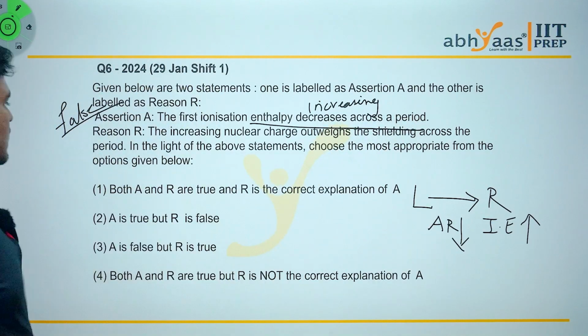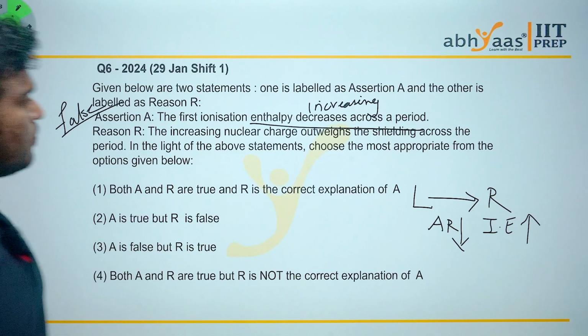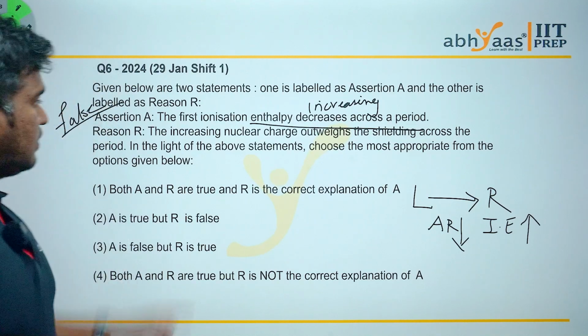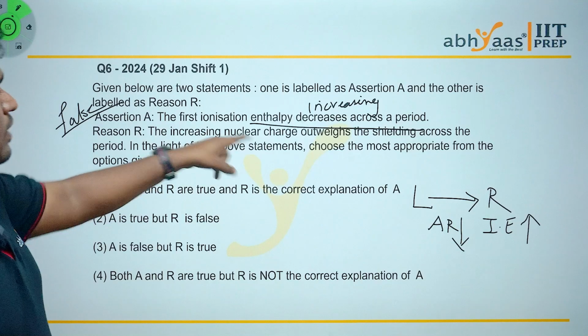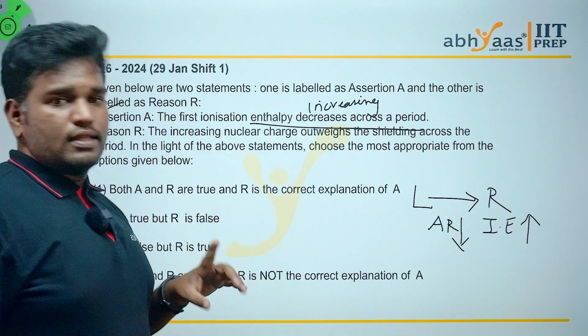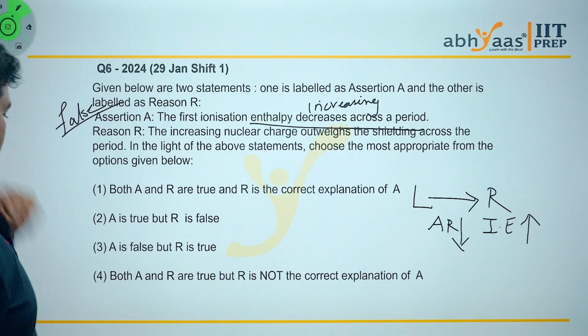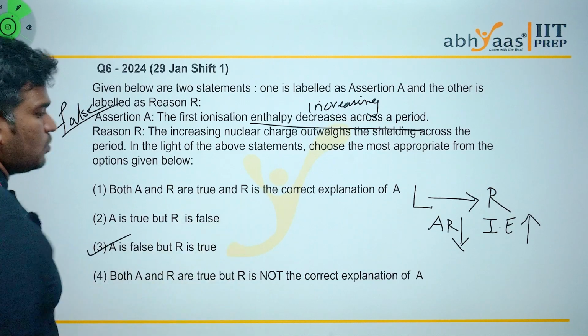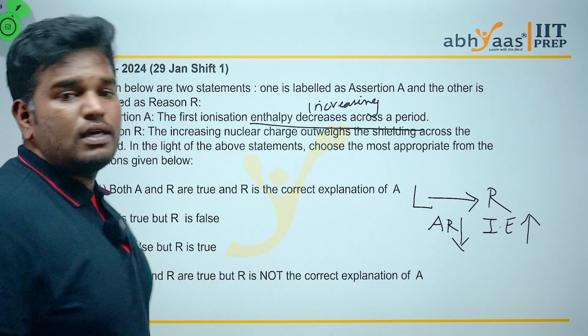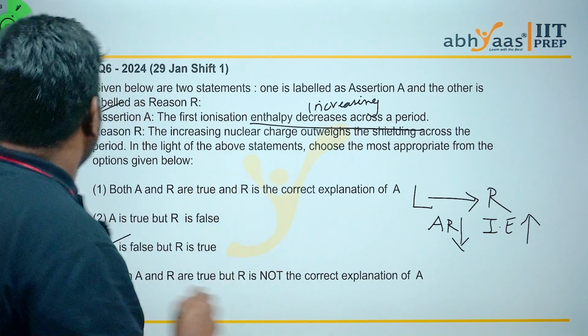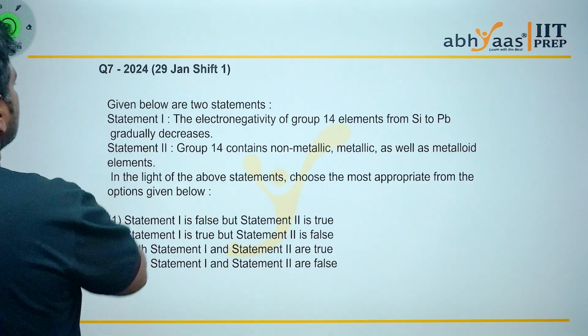It is false. Reason: the increasing nuclear charge outweighs the shielding across the period. Right, it is right. The increasing nuclear charge is outweighing the shielding. That is a right statement. So we have to say that A is false but R is true. A is false but R is true. So that will be your answer. Now we will move to the next question.